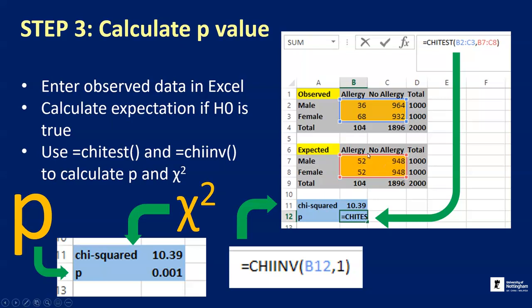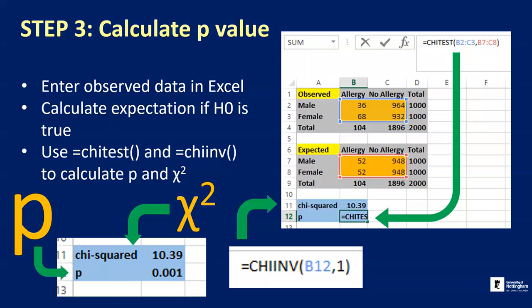So in this lower table, we've got those expected values calculated, and you can see that the expected values for males and females, since we've got 1,000 each of them, are both the same, they're 52. So we're expecting the same proportion of men and women to have allergy if the null hypothesis is true, and the null hypothesis says there's no effect of sex on allergy. So once you've calculated your expected values, you can then put them together with the observed values into your chi-test equation, and it will magically produce the p-value for you. So in this case, the p-value is 0.001, which is 1 in 1,000.